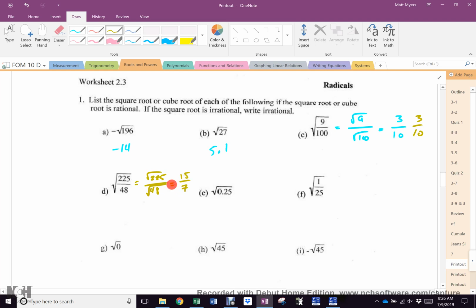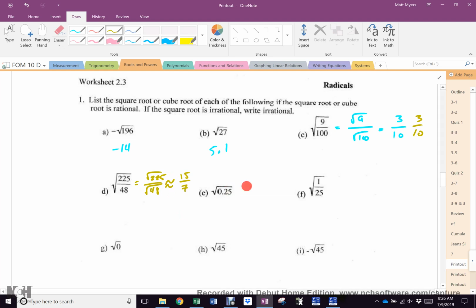So can I put an equal sign there? Doesn't equal 15 over 7. I got to put this sign there, a squiggly equal sign, because it's approximately 15 over 7. Is everybody cool? All right.